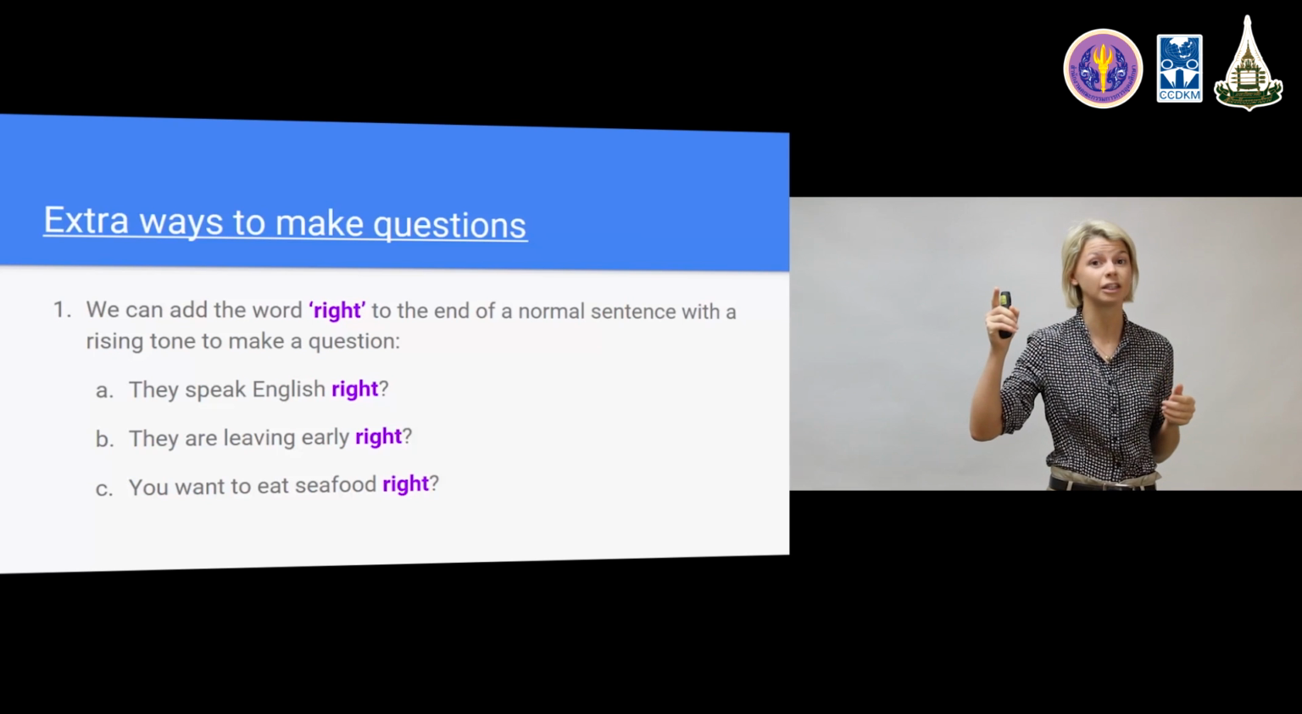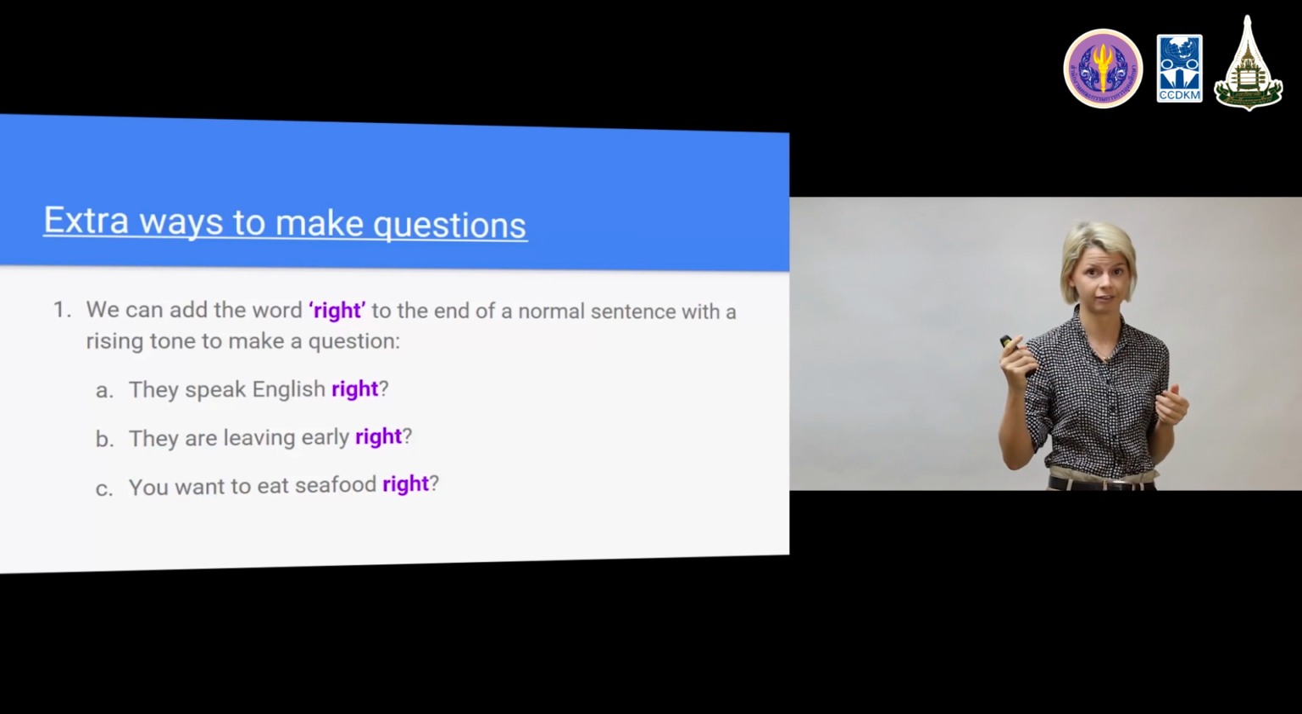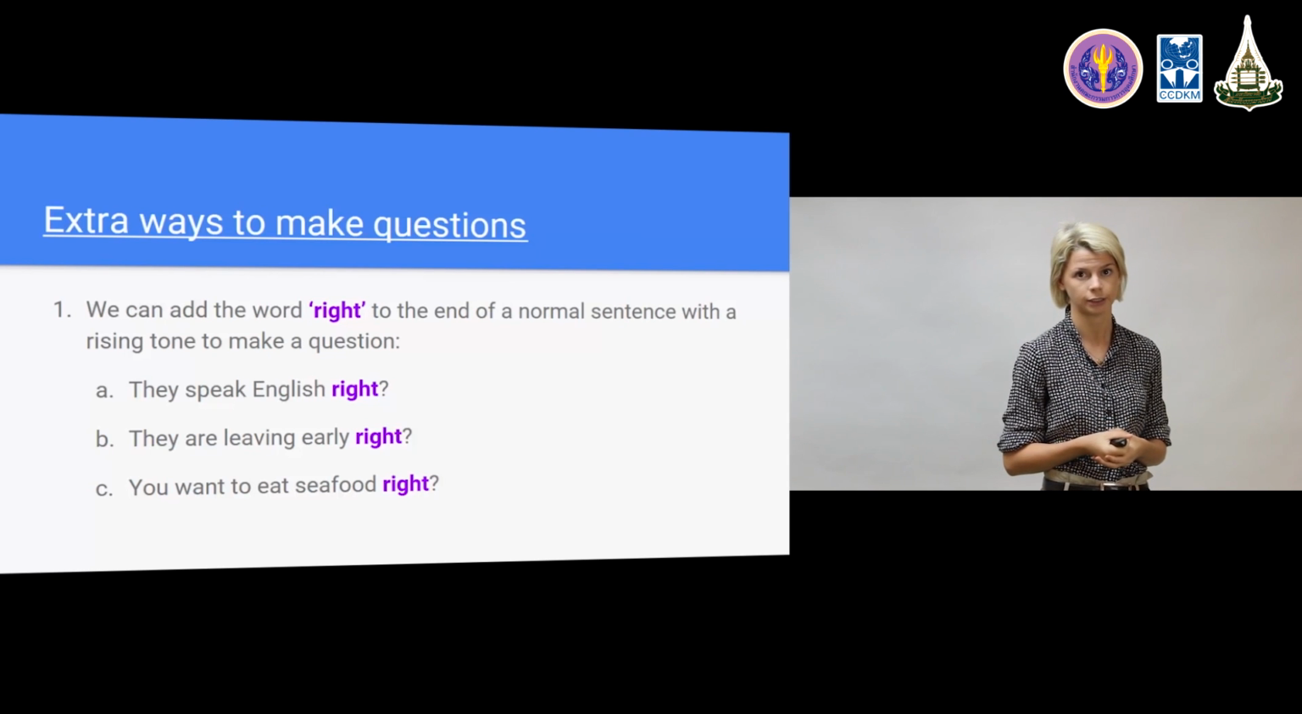Did you hear the rising tone on the word right? That means I'm asking you a question. And right is asking for confirmation. The answer, yeah, they do. Or no, they don't. Let's try our second example.